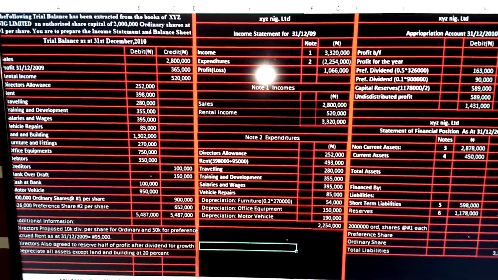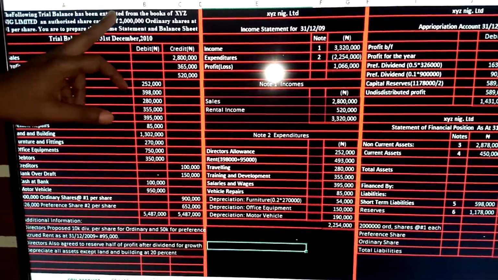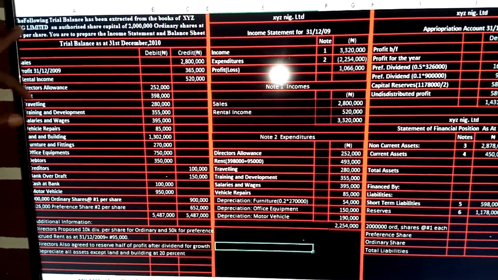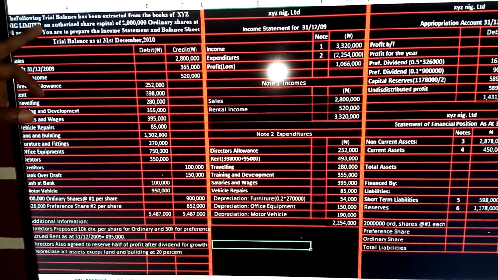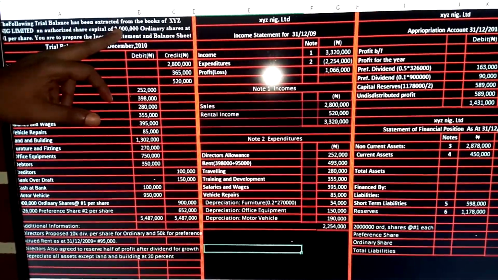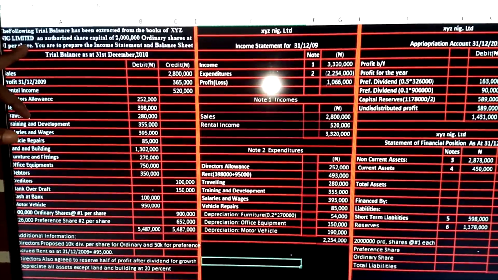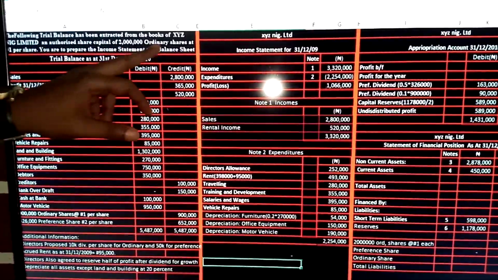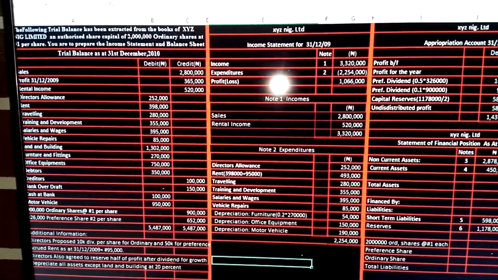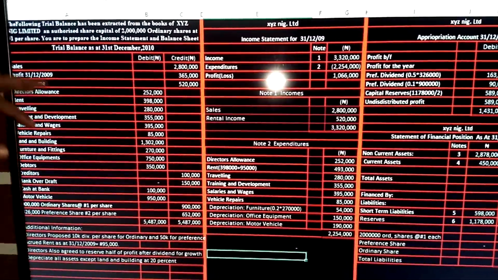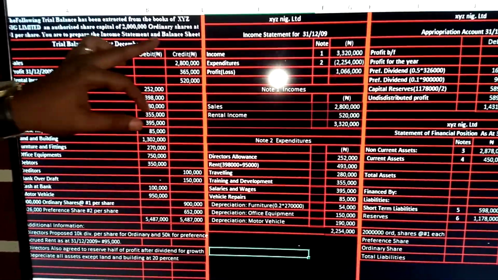Okay, so let's go. They say the following trial balance has been extracted from the books of XYZ Nigeria Limited, with an authorized share capital of 2 million ordinary shares at 1 naira per share. You have to prepare the income statement and balance sheet. Okay, so this is the trial balance as at 2010.